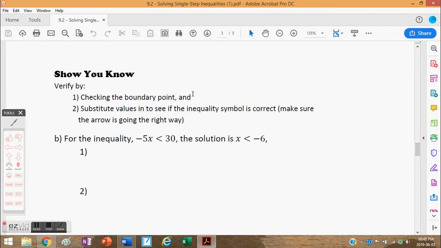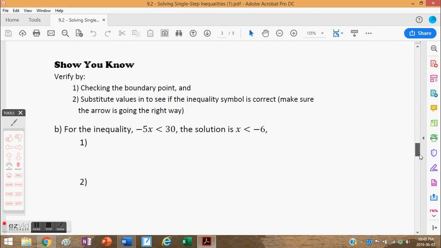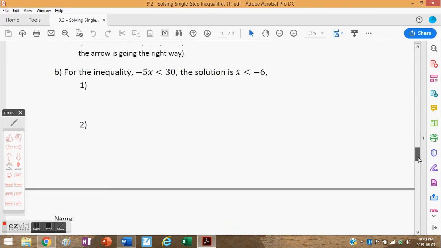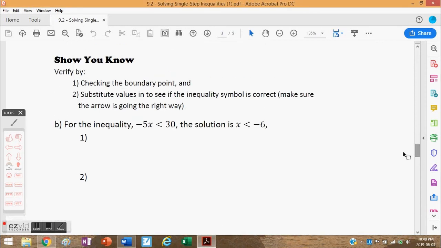Okay, moving ahead. So you verify, here are your 2 steps. Check the boundary point, and substitute values in to see if the inequality symbol is correct. Make sure that the arrow is going the right way. So here I've given you a problem and solution. Your job, check it for me. Okay, so pause it and do that.